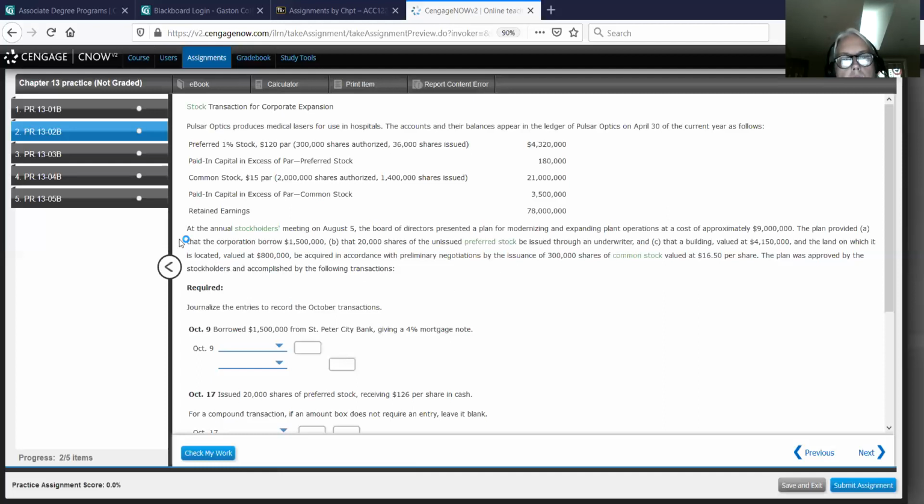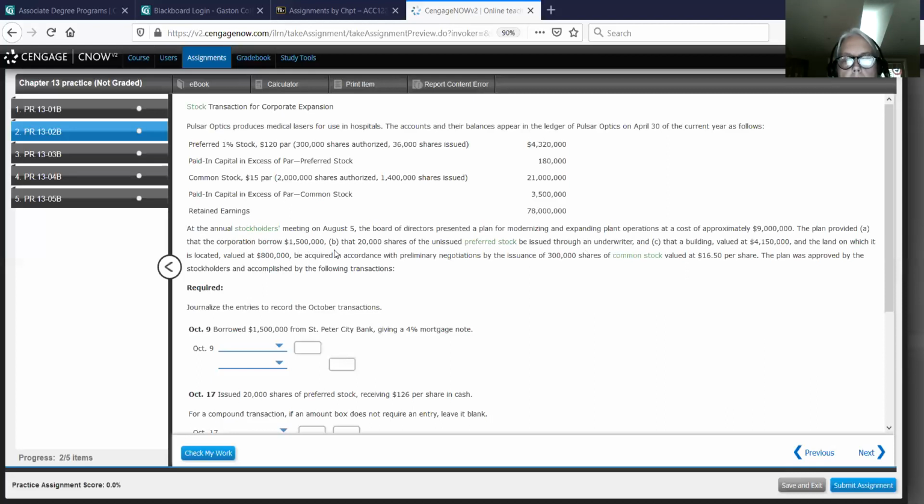In this particular company, they've given you the ledger account balances of the stockholders' equity accounts. And then they tell you at the annual stockholders meeting on August the 5th, the board of directors presented a plan for modernizing and expanding plant operations at a cost of approximately $9 million. The plan provided A, that the corporation borrow $1,500,000.